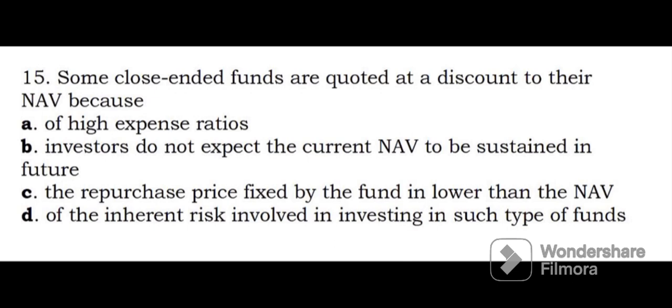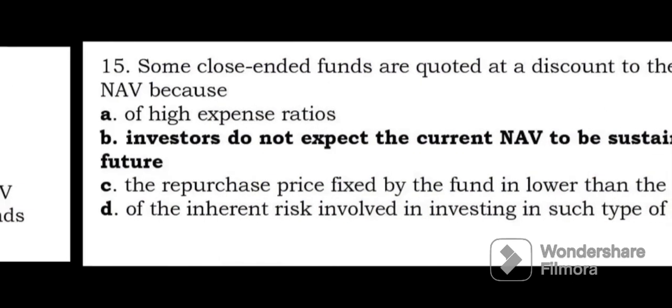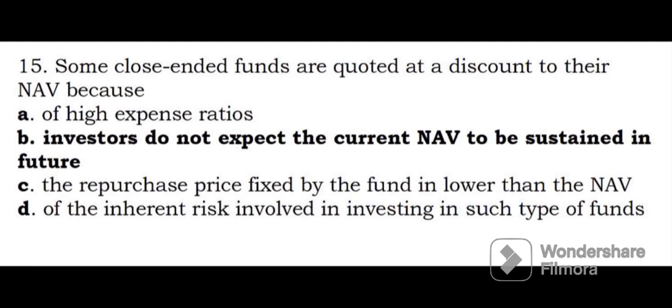When the demand for the listed unit is high, that means people are willing to pay more to acquire the units, then it will be trading at a premium above NAV. And when people are not willing to buy or more people are willing to sell, then it will be available at a discount, just like normal stocks, right? The answer should be B. Okay, so answer is B.